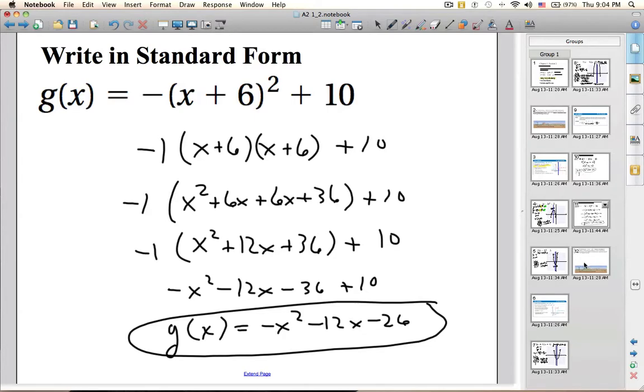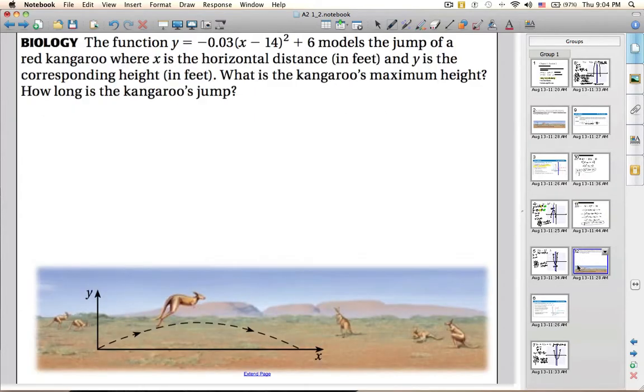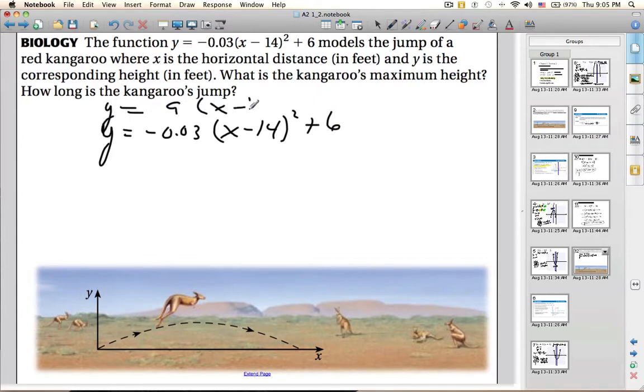Now let's go back and think about what happens with this kangaroo. I know he's jumping from here to there. If I look at this, I go, oh, look at this. This is vertex form, right? I have a binomial squared, and then this extra number. So if you compare that to vertex form, y is equal to a times x minus h squared plus k, I know that h is 14 and k is 6.